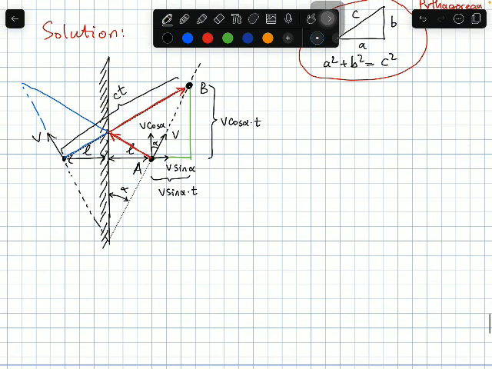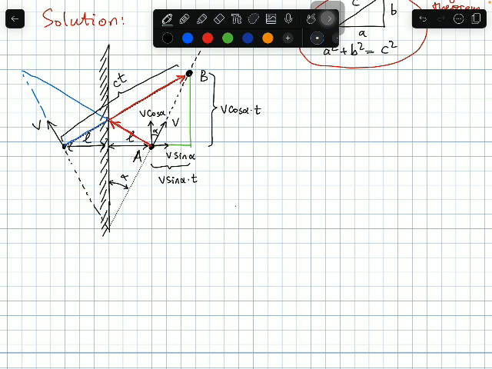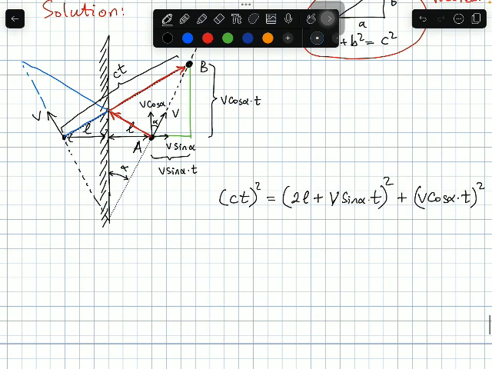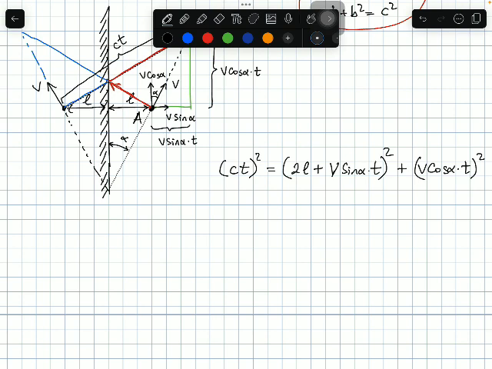Okay. When it comes to our case, we have to write our own equation. It goes like this. The hypotenuse, (c times t) squared, equals the long edge, (2L plus v sine alpha times t) squared, plus (v cosine alpha times t) squared. So this is the most important equation. Once you draw this kind of nice picture and you write the Pythagorean theorem, the rest is just some basic algebra. Of course, we will get a quadratic equation that we have to solve, and the quadratic equation will give us two solutions, and we have to wisely choose only one of them.